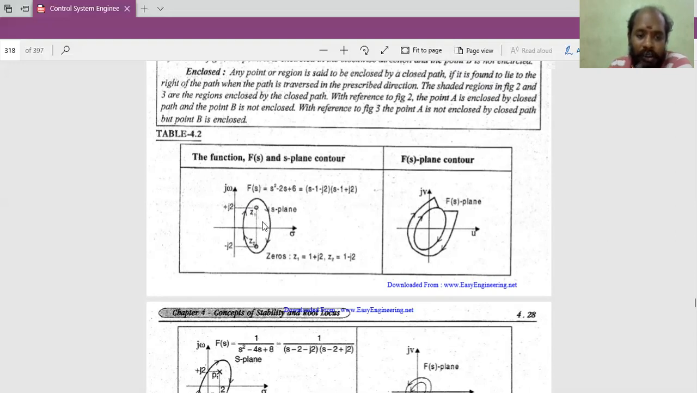In the S plane there are two zeros, Z1 and Z2, 1 plus j2 and 1 minus j2. Two complex conjugate zeros are there.